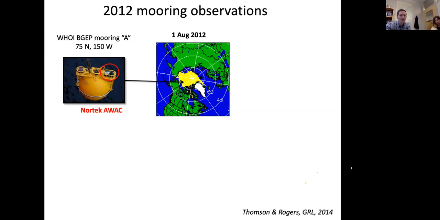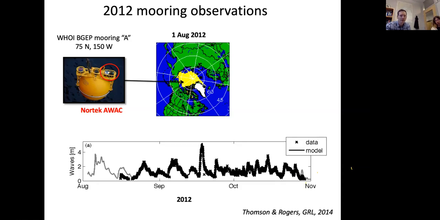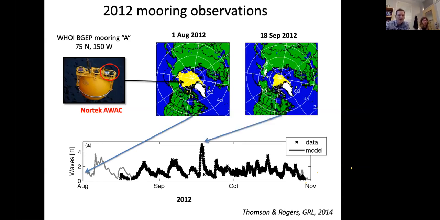And so 2012 was the first data set, and we saw that early in the season, we had small waves. And so here's a time series of the full record from August until November. That was the open water season over this mooring site. And early on, the waves were on the smaller side. And then later in the season, we had this dramatic event where the waves were 5 meters. That is remarkable in the Western Arctic in general.